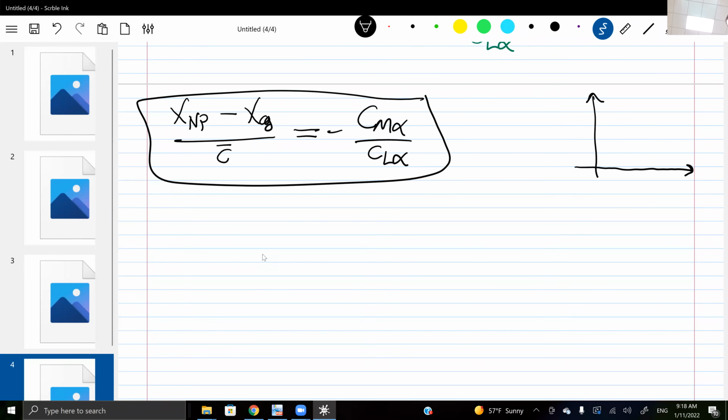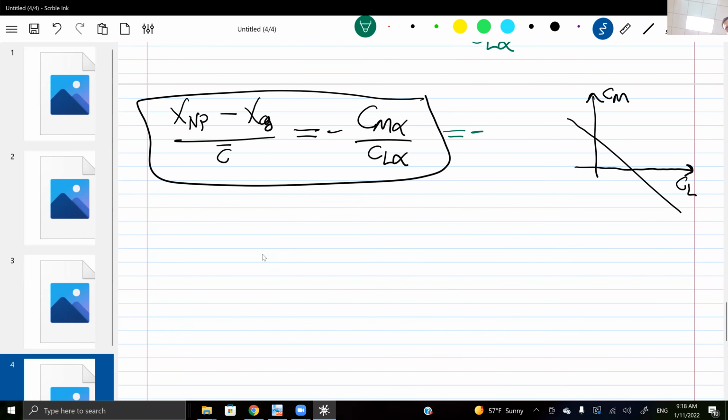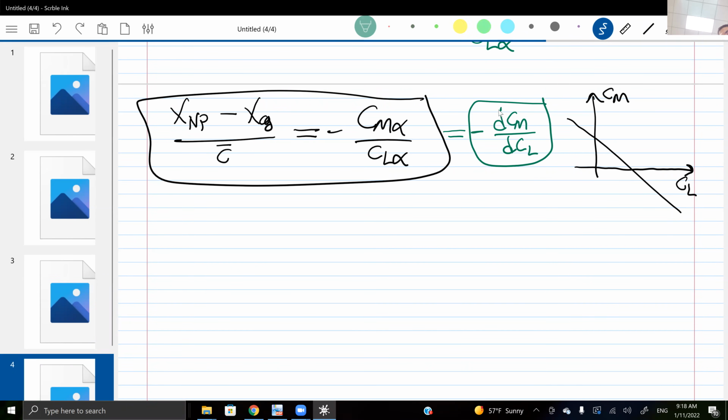Remember, sometimes, instead of Cm versus alpha, we get Cm versus CL, and it's also a linear curve with a negative slope. So Cm alpha over CL alpha is nothing but dCm by dCL. If you are given the pitching moment versus lift characteristics, which is a combination of the two figures above, it's actually the slope of that figure. The slope of that figure is the difference between neutral point and CG.